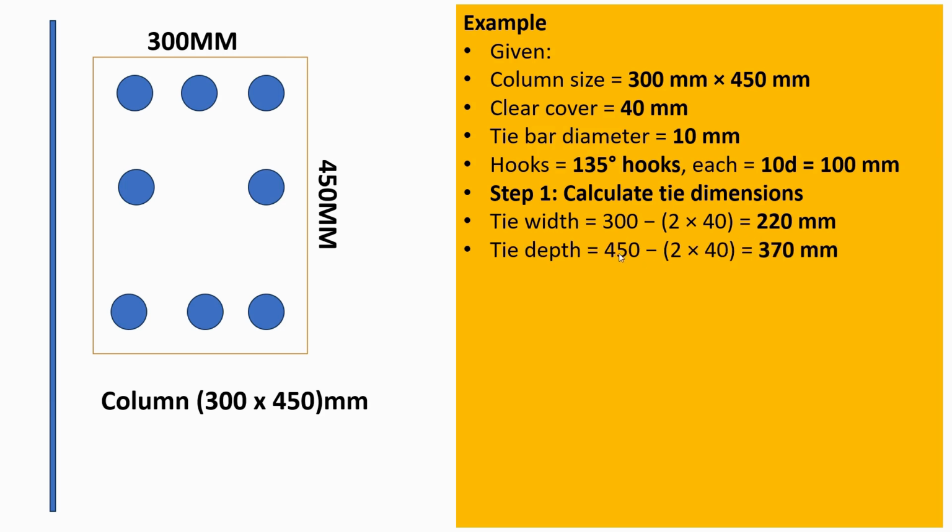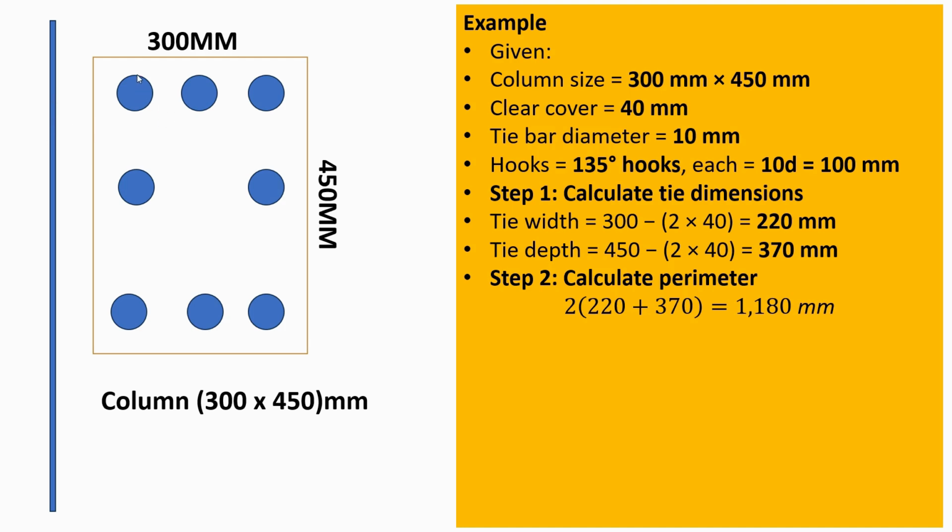We do the same for the depth. Tie depth is this distance. We're going to say 450 millimeters minus 2 times the clear cover, which gives us 370 millimeters. Okay, step 2 now is to calculate the perimeter. We do the same. Since here we have 220, we add plus 370 plus 220 plus 370, we calculate the perimeter. And the perimeter is going to give us 1,180 millimeters, or 1.18 meters. So this is the total length around here. This is the perimeter of our stirrup.